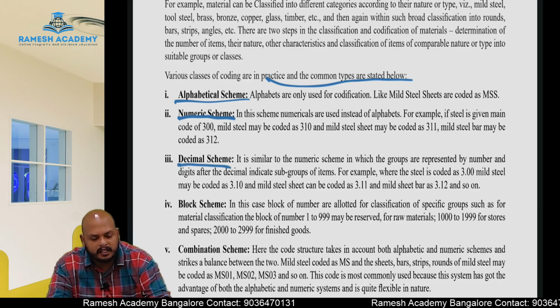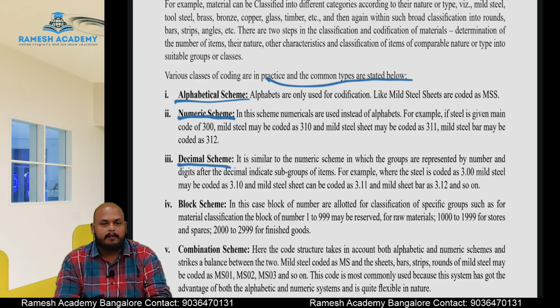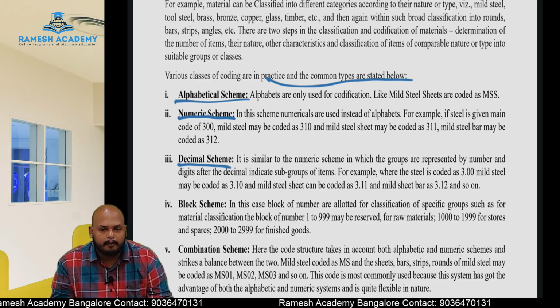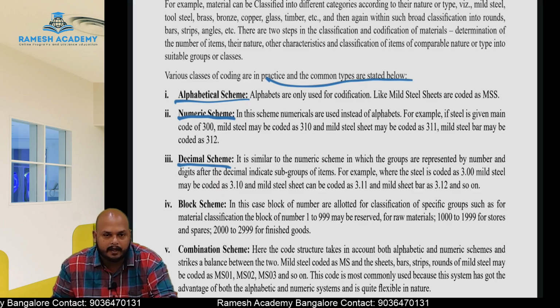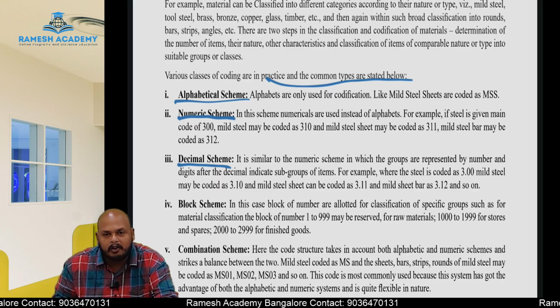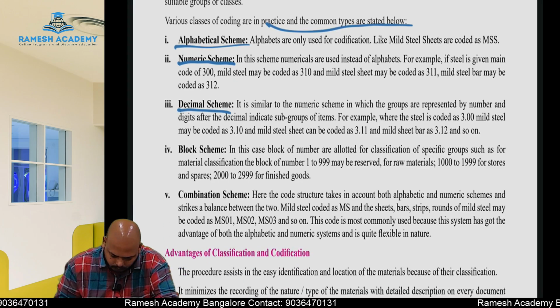Sometimes when the usage of raw materials is more, like in the case of a car assembly process, the usage of raw material will be very high. In that case, it is very difficult to identify using an alphabetic or numerical scheme. In that case, they will give one standard number, and under that standard number they will give decimals.